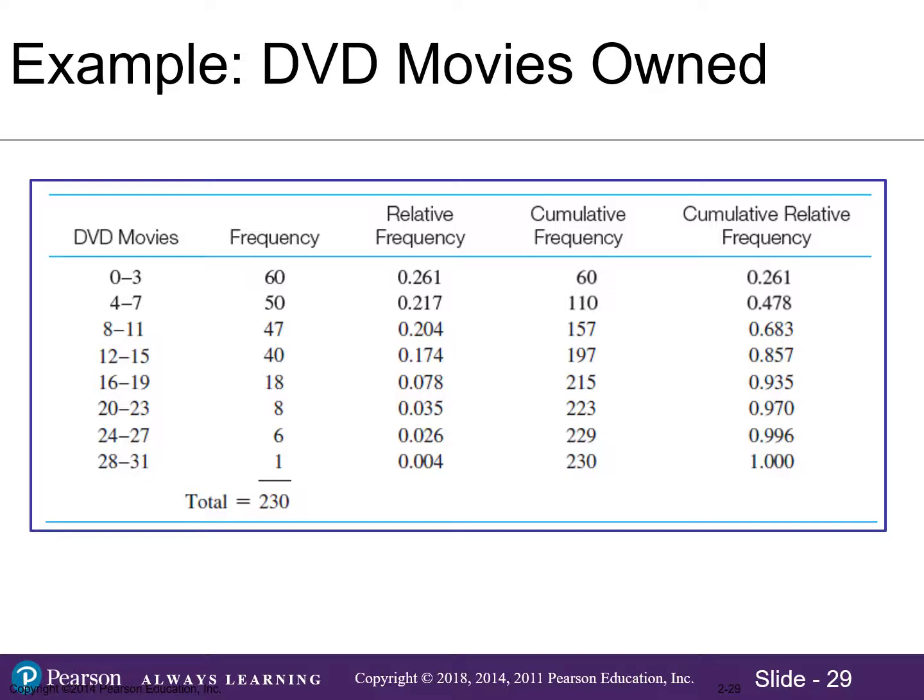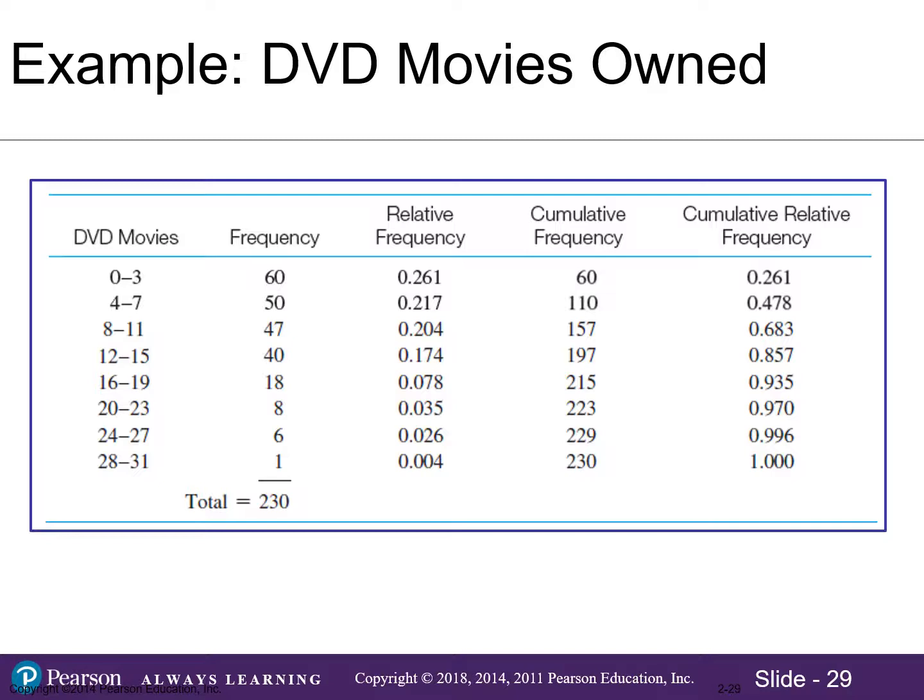Anyway, so here's your classes, and then I have my frequency right here. So starting from frequency, if you were just going to produce relative frequency, you'd take this and divide by 230, so 60 divided by 230, and then getting those values and rounding them. So if you do cumulative frequency, to get to the next class, you're going to add the total frequency to the previous class. So how did I get 110? I took 60 and added 50 to get the 110.